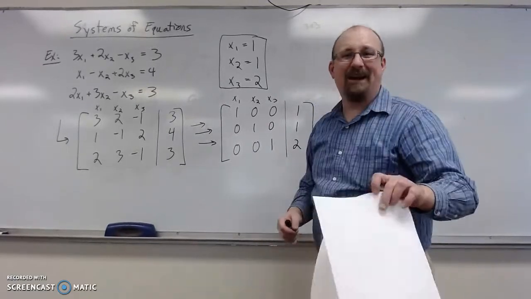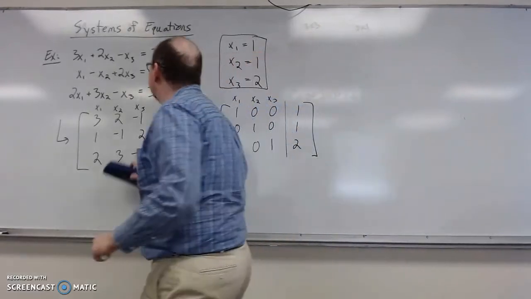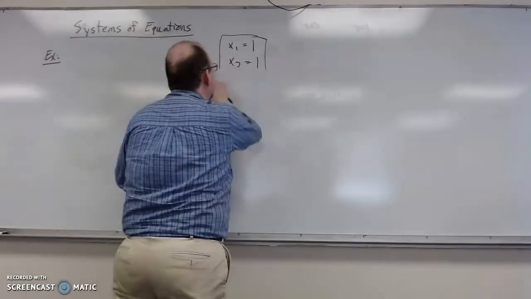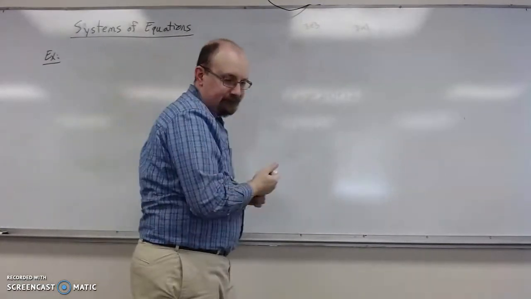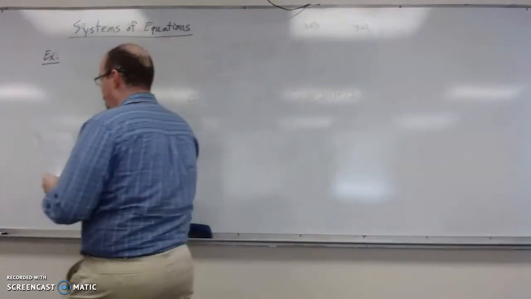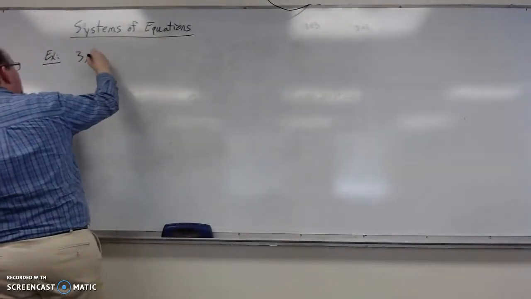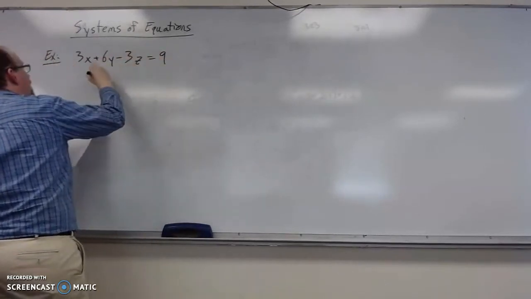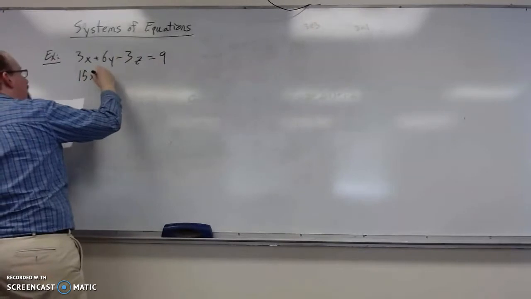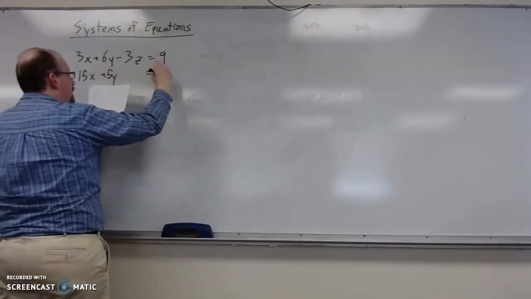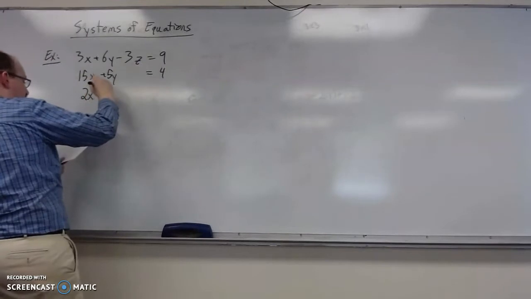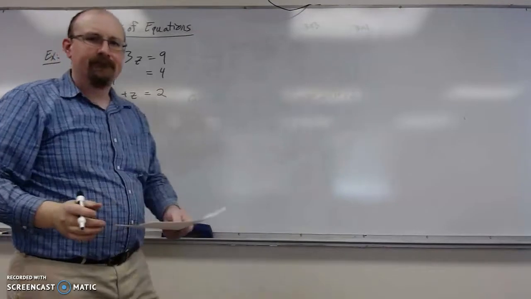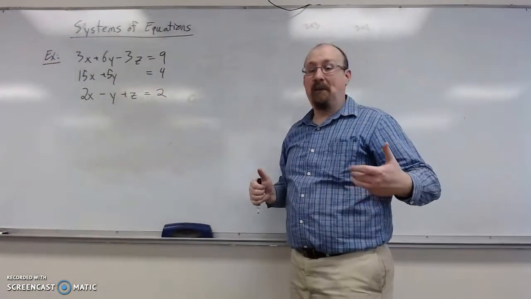But I wanted to take a look at a couple more of these examples, and then we'll discuss what it ends up meaning in this case. So the next example up, like I said, it's back to x's, y's, and z's. But let's see, 3x plus 6y minus 3z equals 9, 15x plus 5y equals 4, 2x minus y plus z equals 2. Okay, so this is the next example in our notes file.